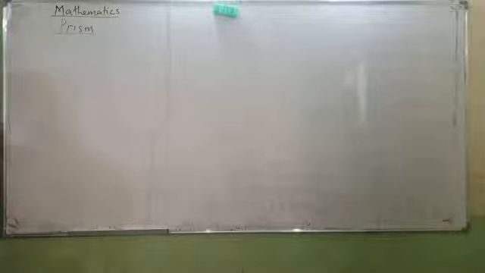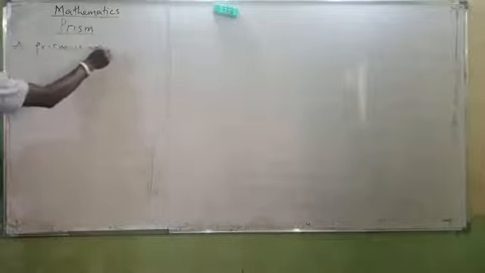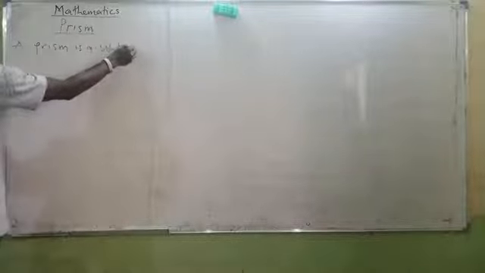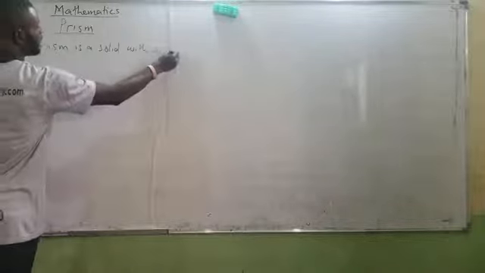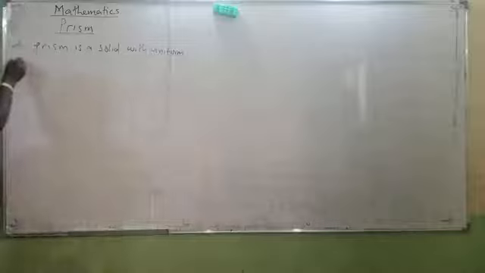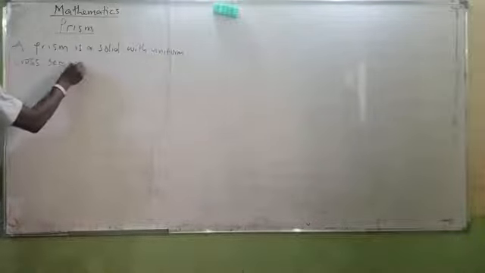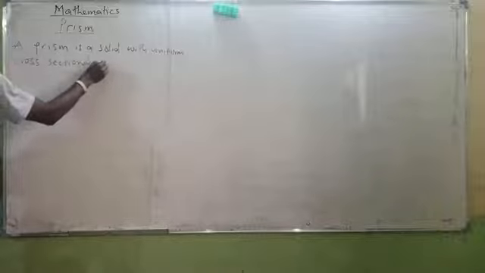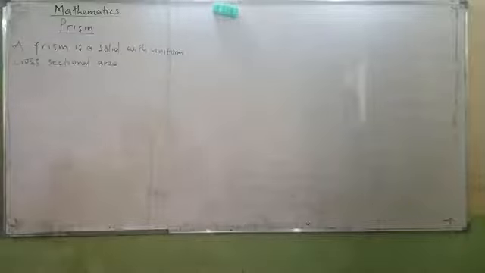Now let's talk about what a prism is. A prism is a solid with uniform cross-sectional area. That's a solid.